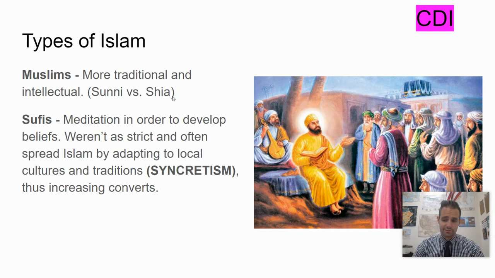So once again, we're not going to talk about it now, but when we get to the Ottoman Empire and the Safavid Empire, we'll talk more about it then. Just know that there are different sects of Islam, Sunni and Shia, and that's going to cause a whole lot of conflict. We will talk about the Sufis, though.